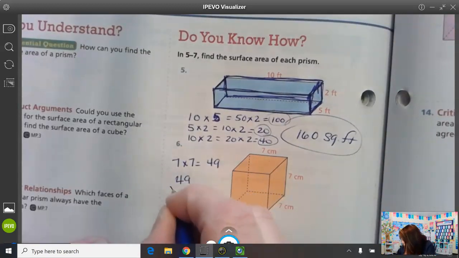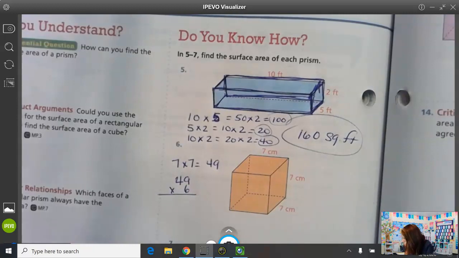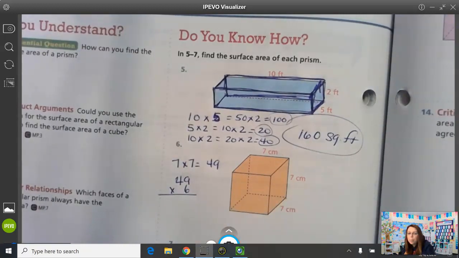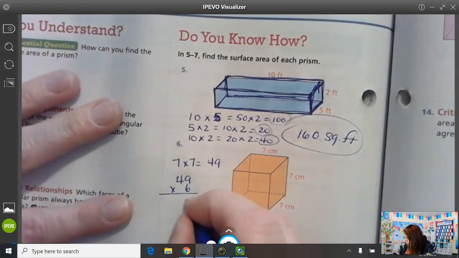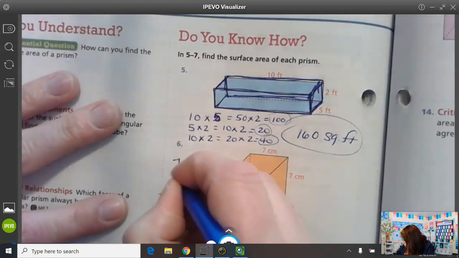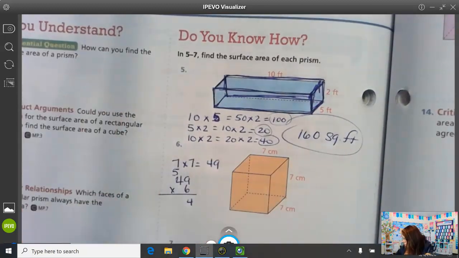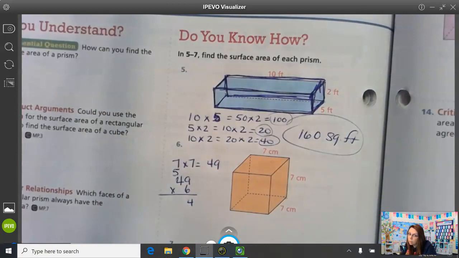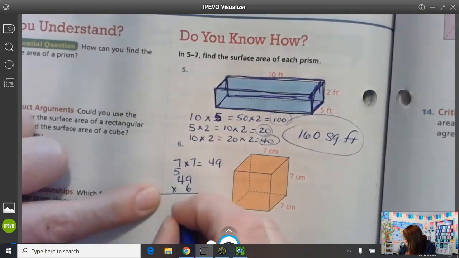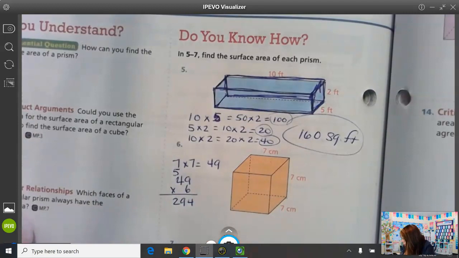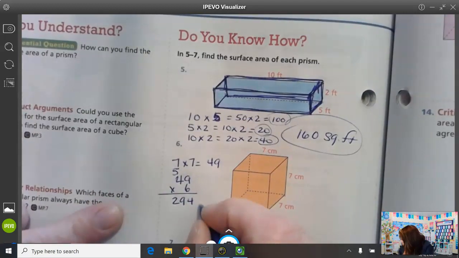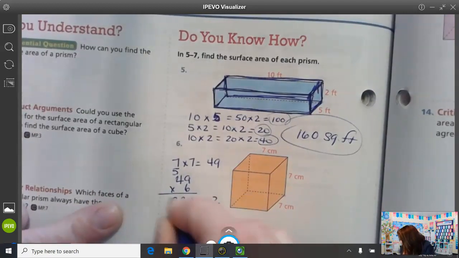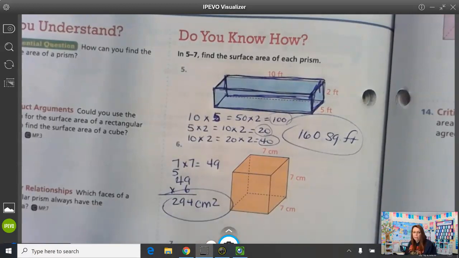And now we have 6 squares that have a measurement of 49. So we're going to do 49 times 6, yes, you may use your calculator. I'm going to do it old school here. So 9 times 6 is 54. Carry the 5. 6 times 4 is 24. Plus 5 more is 29. So we get 294 centimeters squared as our grand total.